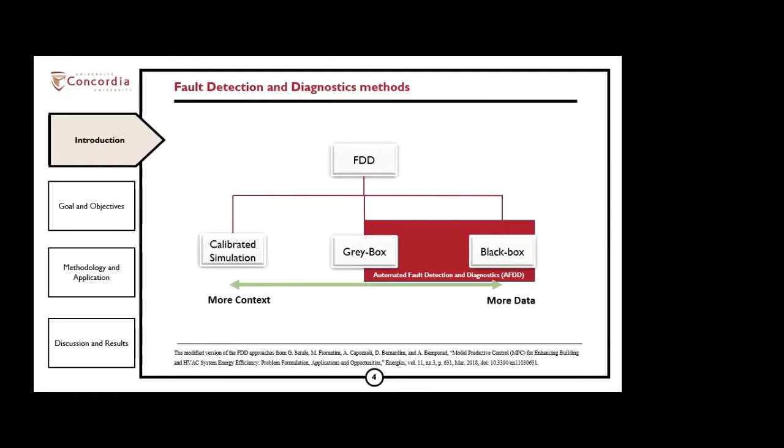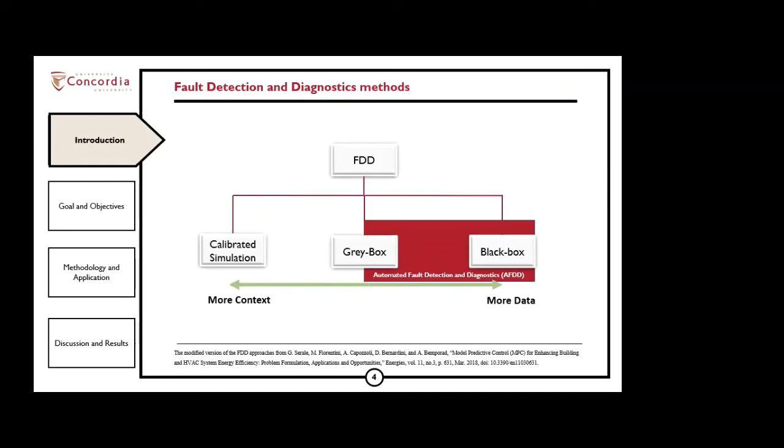Now, how are fault detection and diagnostics done within buildings? By analyzing the literature, there are mainly three categories. On the left-hand side, you can see calibrated simulation. This type of fault detection and diagnostics uses a priori knowledge, the physical knowledge of the system, and so has some context to it. As we move towards the right-hand side, where my research area is focused, gray boxes and black boxes tend to use more data and lose on the context part of it.